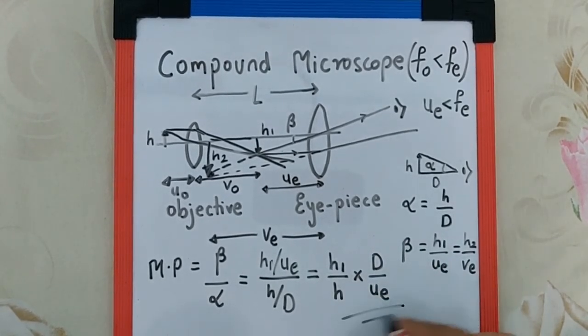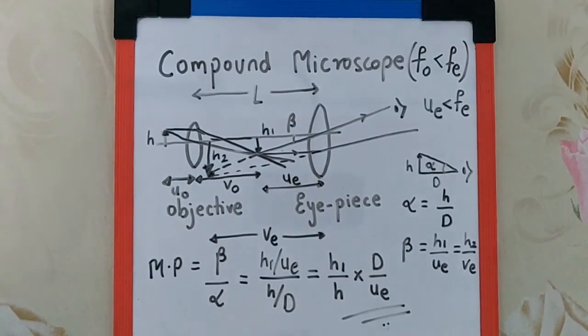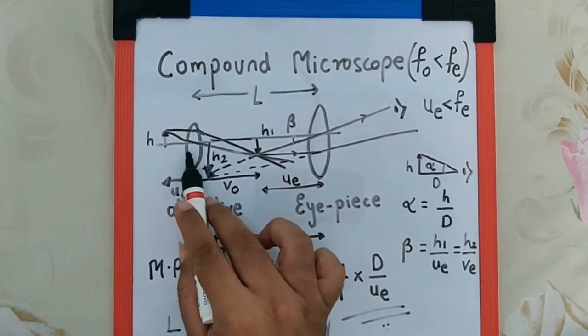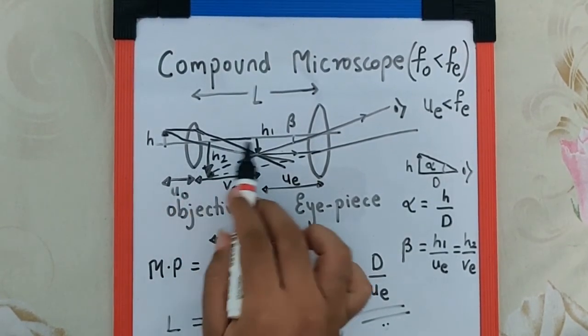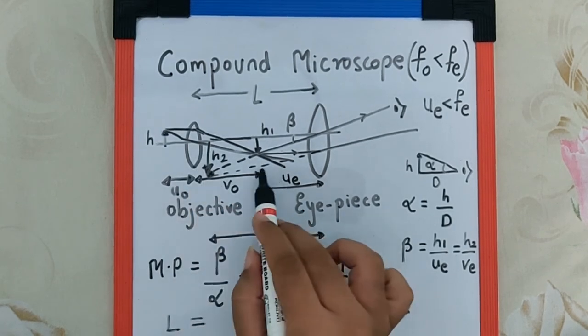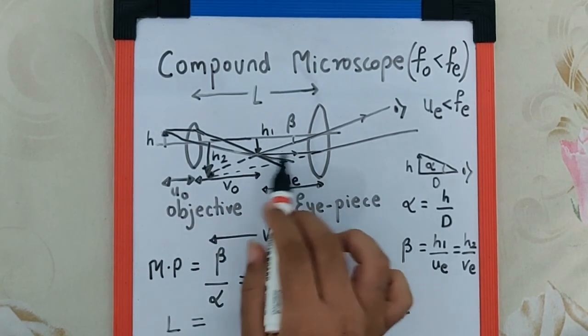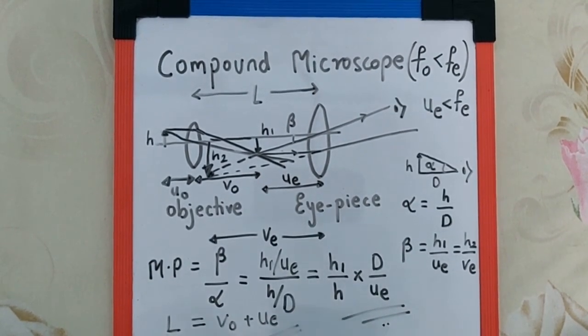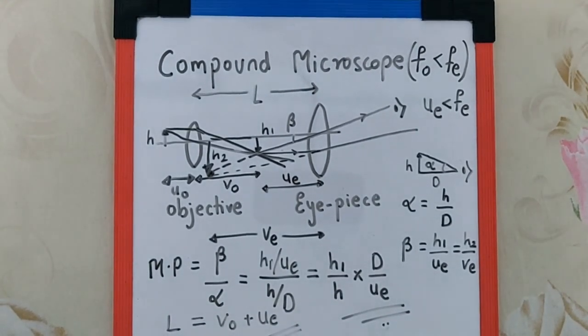Now this becomes the general formula for magnifying power of compound microscope. And definitely at this point, the length of the compound microscope from the diagram is VO, the image distance of the objective, plus UE, the object distance from the eyepiece. So L equals VO plus UE. This is the general formula for the length of the compound microscope.